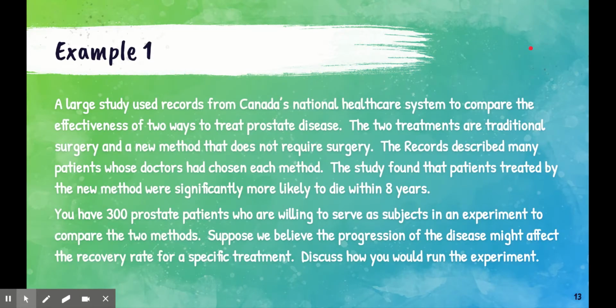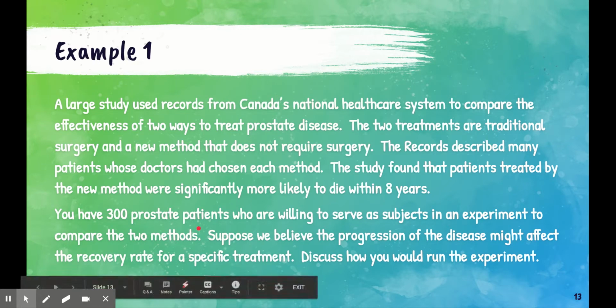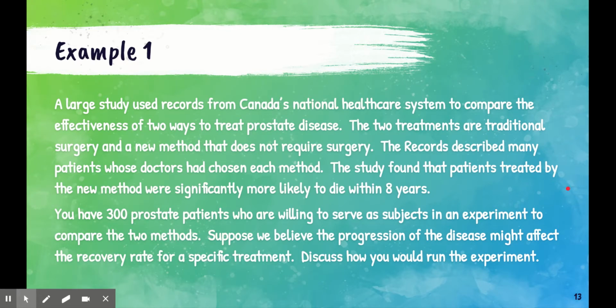Using the same example of the study, we have 300 prostate patients who are willing to serve as subjects in an experiment to compare the two methods. Suppose we believe the progression of the disease might affect the recovery rate for a specific treatment. Discuss how you would run the experiment. We're going to use two different designs. We're going to use the completely randomized design and the randomized block design.